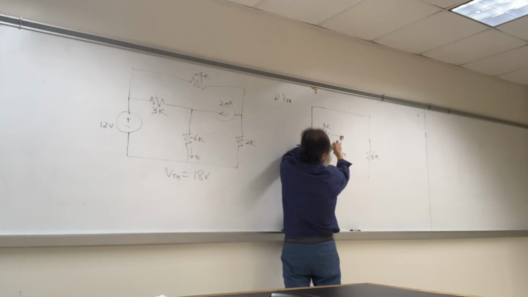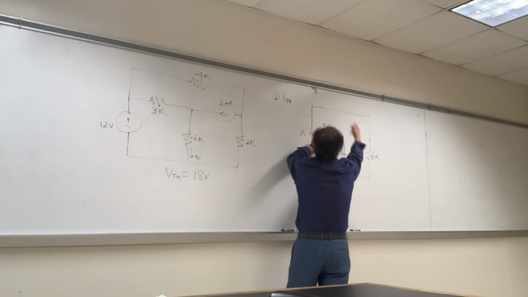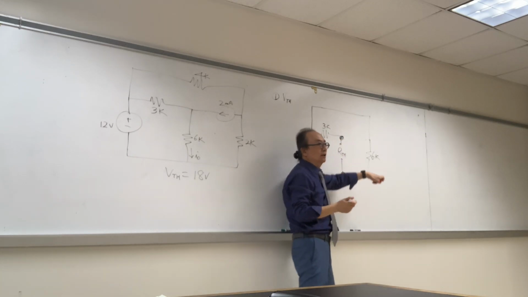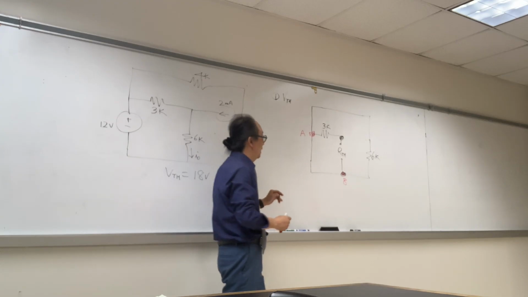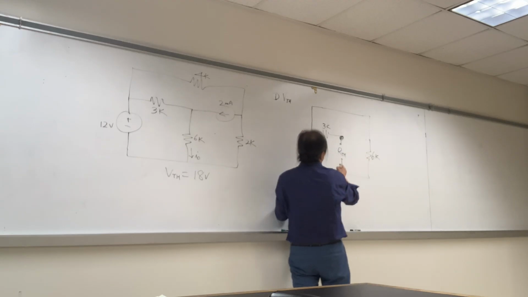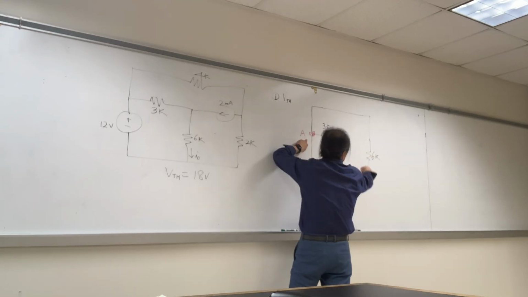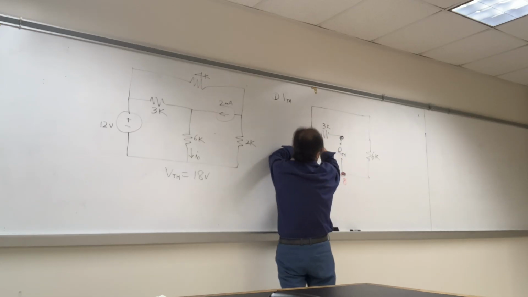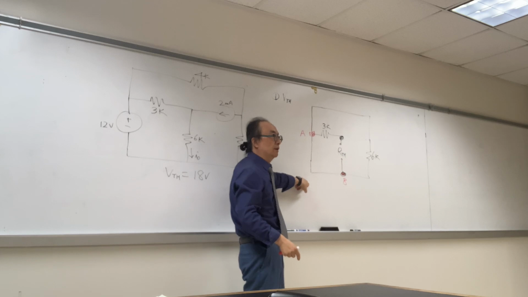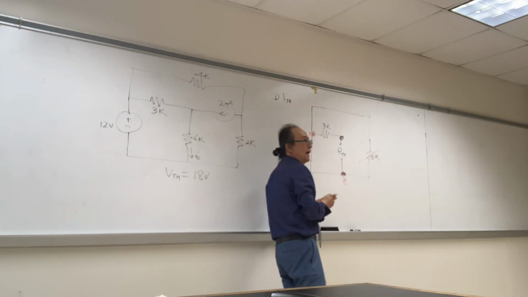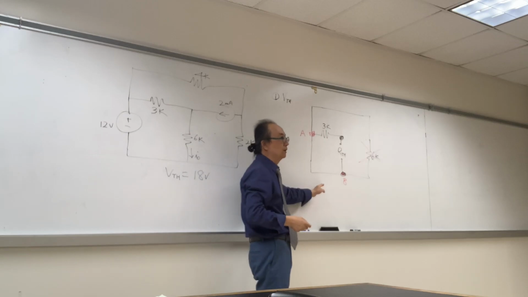The 3K has A on the left-hand side, and the right-hand side is RTH, but the 6K is B and A. So the 3K and 6K don't have any relationship. Not parallel, not series. Are we okay with that? Now, what about this 6K with this short circuit? Its left side is B, right side is A. This short circuit, left side and right side, they are parallel, right? Do you see that? The 6K versus this short circuit. Therefore, we can simply ignore that because it is in parallel with the 0. It's going to be 0.